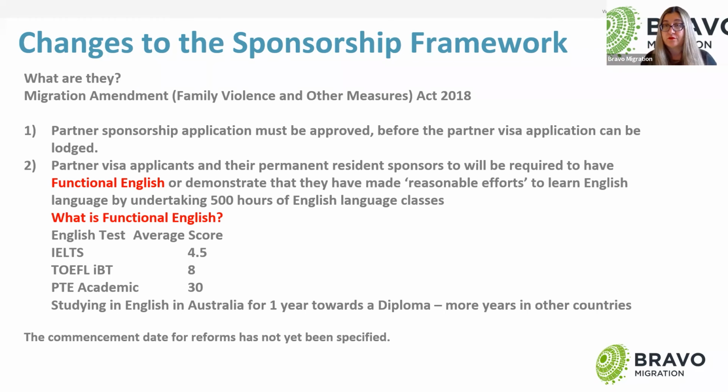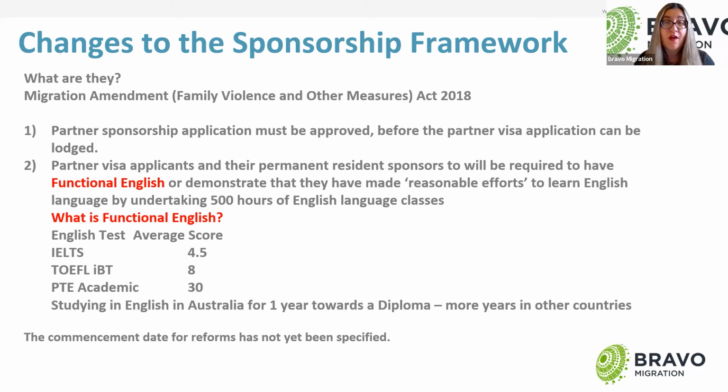The most talked about part of the changes is that if you're not from an English-speaking country, when you apply for the partner visa, you will have to show at some point in the application that you have functional English. Now, functional English is an IELTS score of 4.5 overall, or you can show that you've studied in Australia for at least 1 year in a diploma course.